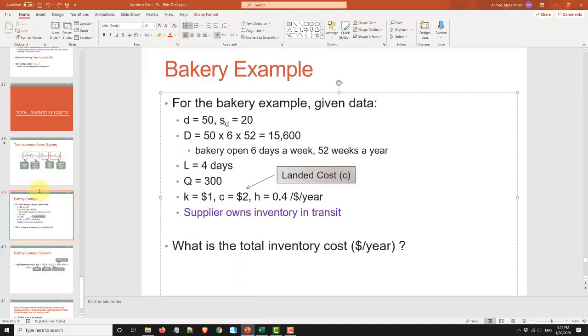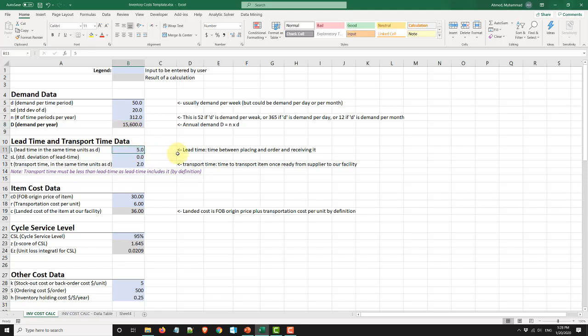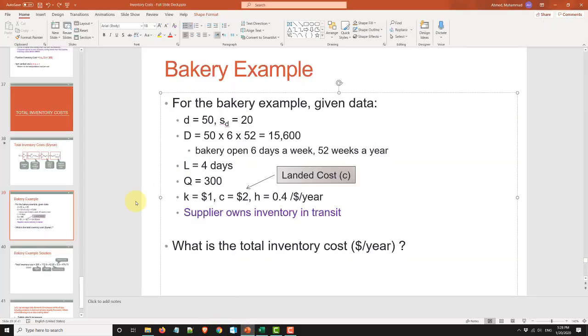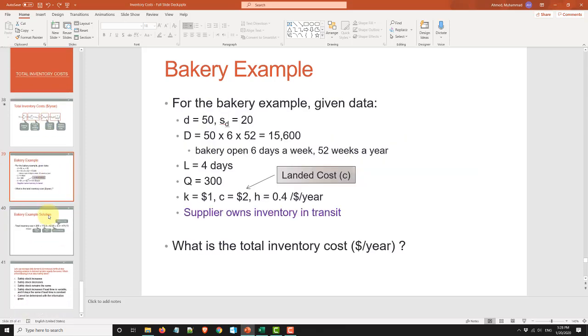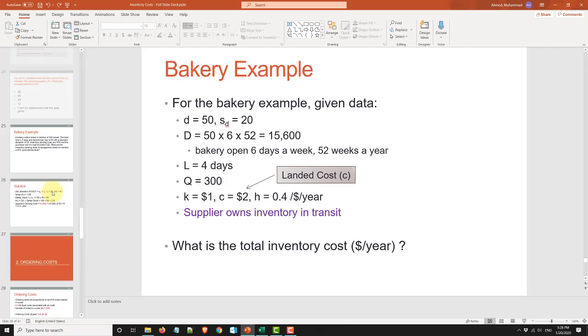We are given that the bakery has a lead time of 4 days, it takes the supplier 4 days. So we plug in 4 days. Notice the units here: if it's days or weeks, they have to match the units of small d. If small d is daily demand, this has to be days. If small d is weekly demand, this has to be weeks, and so forth. What is the standard deviation of the lead time? Let's go up and check.